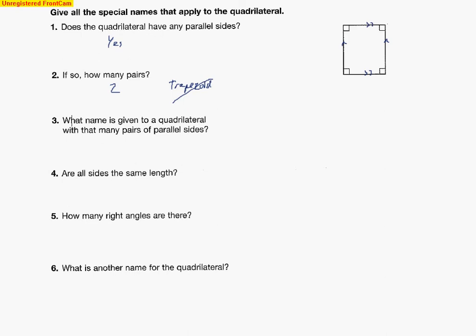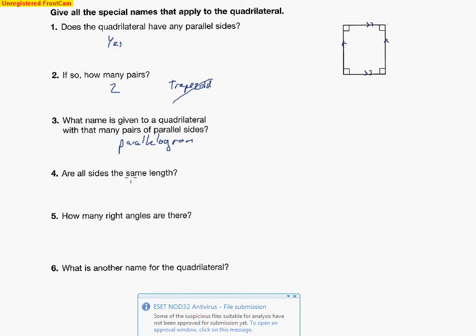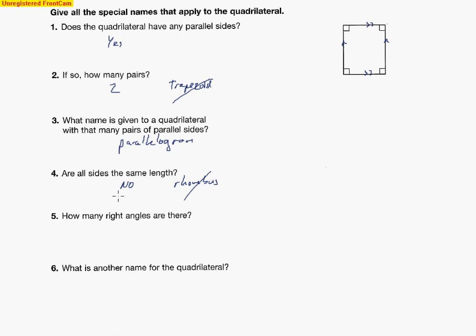So this one has two. What name do we give one that has two sets of parallel sides? We call that a parallelogram. And are all sides the same length? We would say no, they're not all the same length. So that rules out a rhombus, because in order for it to be a rhombus, we'd have to have all sides the same. And it definitely doesn't show any tick marks that all sides are the same.